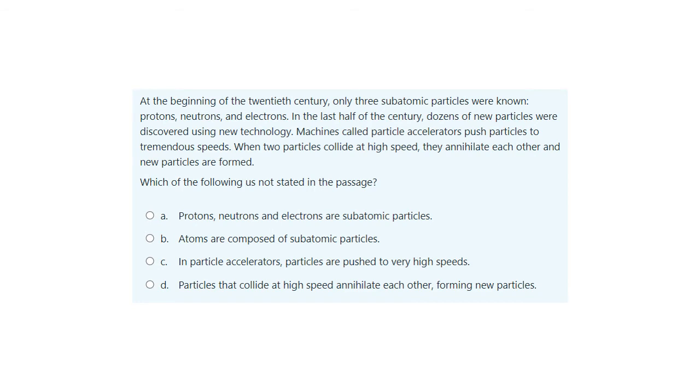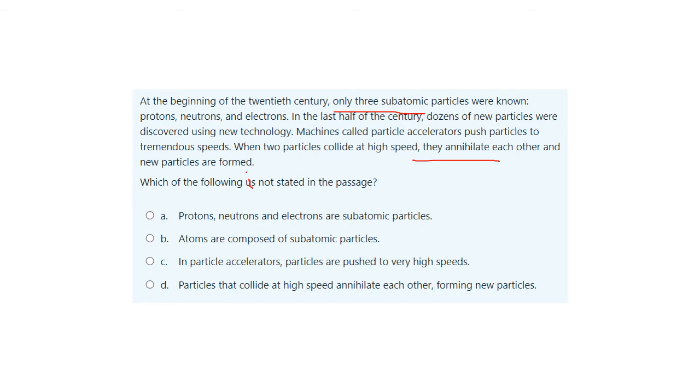Question 29. At the beginning of the 20th century, only 3 subatomic particles were known: protons, neutrons, and electrons. In the last half of the century, dozens of new particles were discovered using new technology. Machines, called particle accelerators, push particles to tremendous, that means very quick, speeds. When two particles collide at high speed, they annihilate each other, destroy each other, and new particles are formed. Which of the following is not stated in this passage?